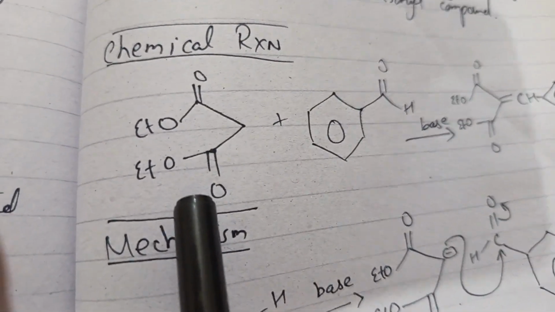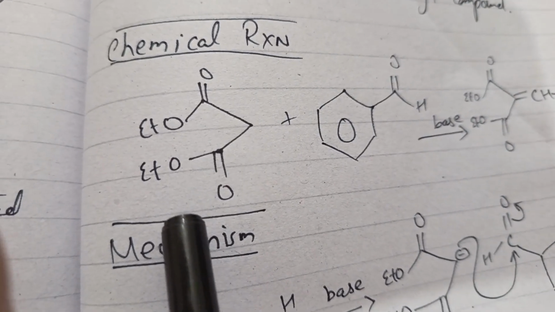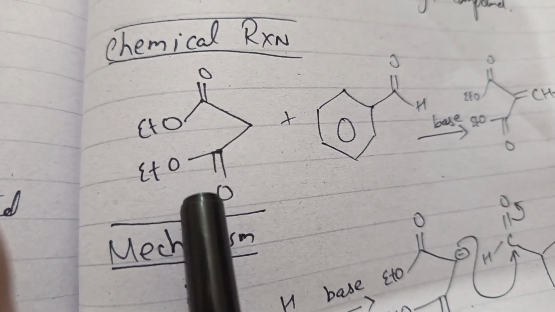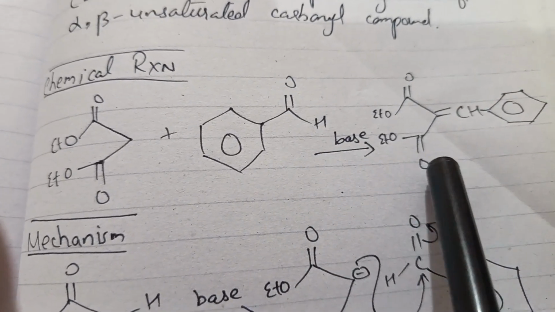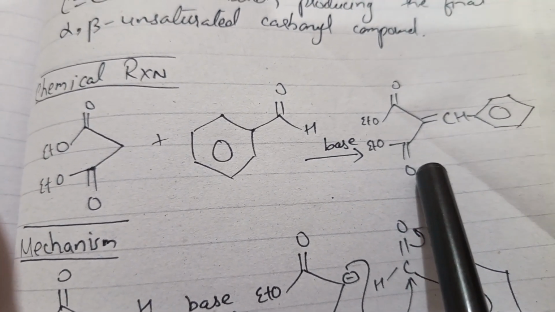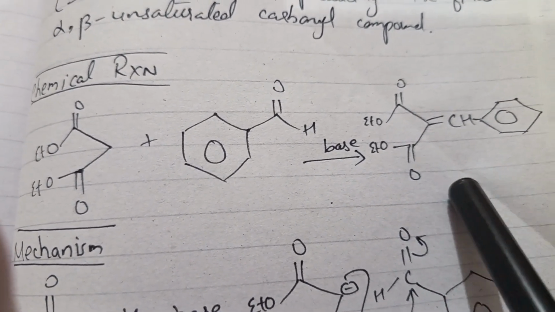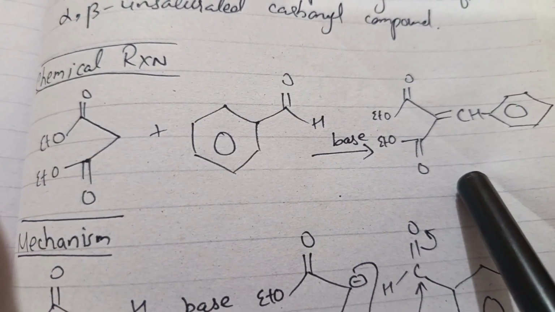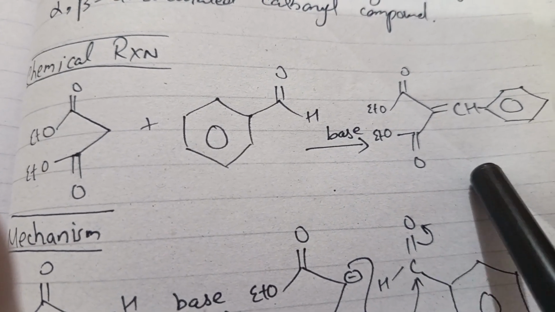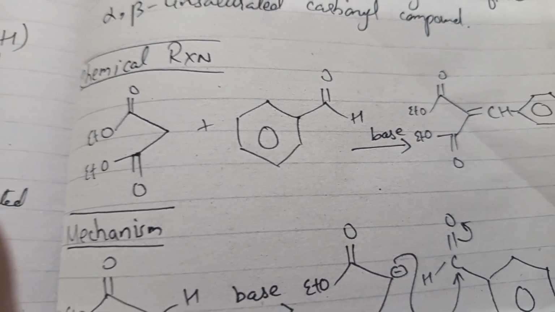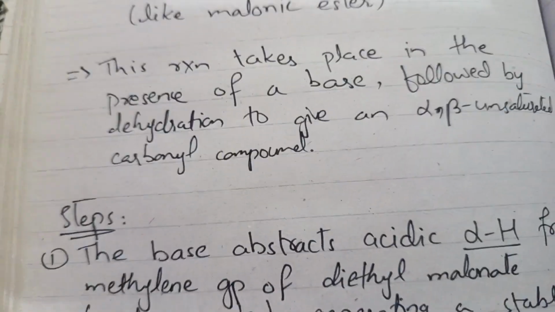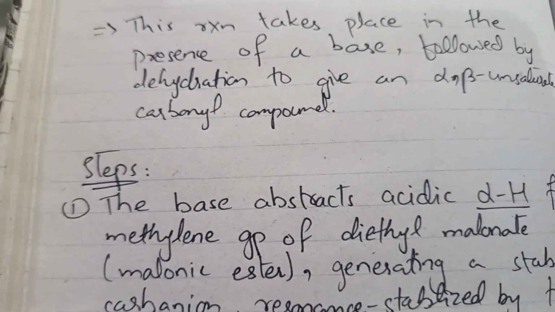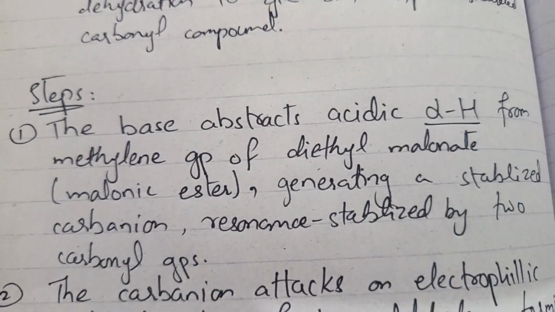You can see that the active methylene compound, this is malonic ester, reacts with benzaldehyde to form this alpha beta unsaturated carbonyl compound, which is called benzylidene diethyl malonate, right? So now we will discuss the steps which are involved in the mechanism of Knoevenagel condensation.